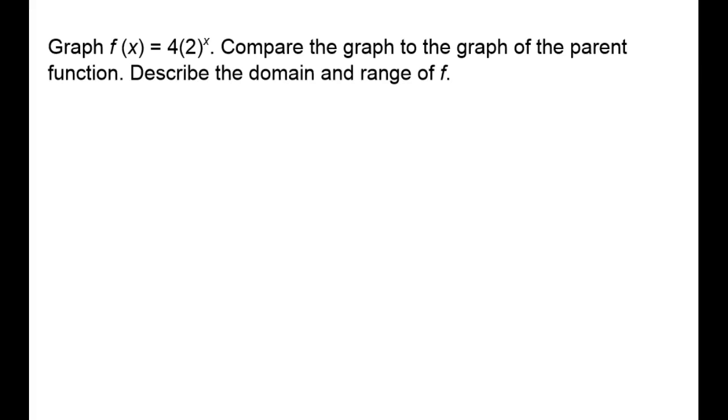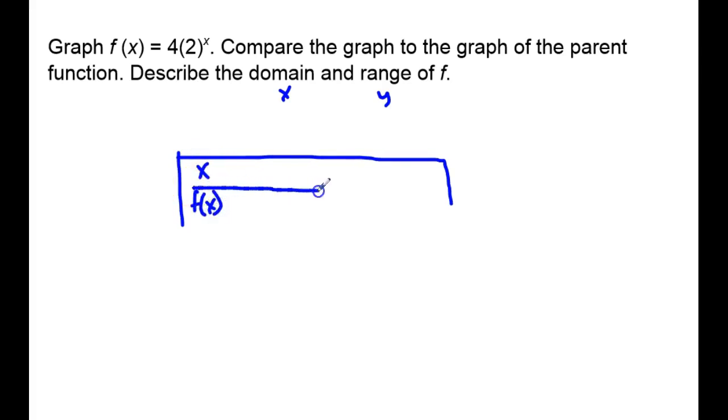So here is example number 3. So we're going to be graphing f of x equals 4 times 2 to the x, and then comparing that graph to the parent function. And we're always going to be dealing with our domain and range. And remember, domain is x values, and range is my y values. So the first thing I want to do is I want to make myself a little table, right, where I have my different x values and my different f of x values. Right? And this is where we just come up with some x values that we want to test. So let's go ahead and test -2, -1, 0, 1, and 2.